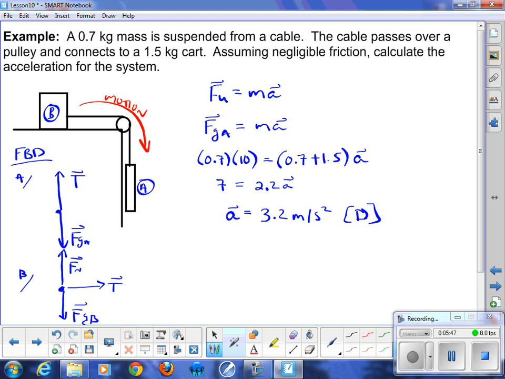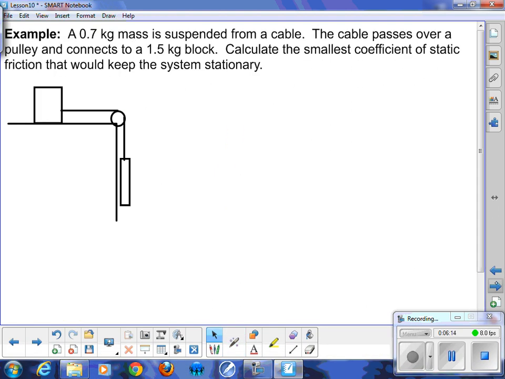Or we can say, actually, let's go clockwise just to follow along with the red arrow. So there's our acceleration, 3.2 meters per second squared clockwise. And that's all that was really required here: calculate the acceleration for the system. So therefore the acceleration is 3.2 meters per second squared clockwise. Okay. Moving along then, next example.